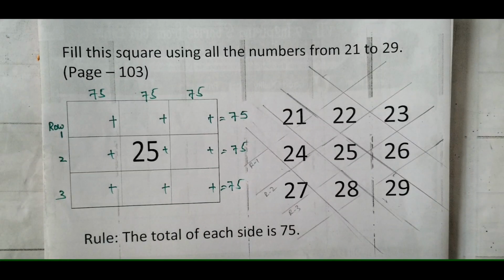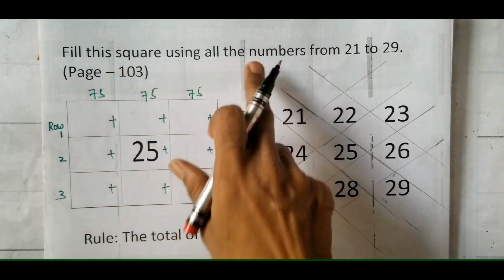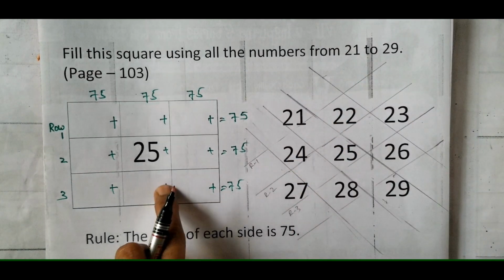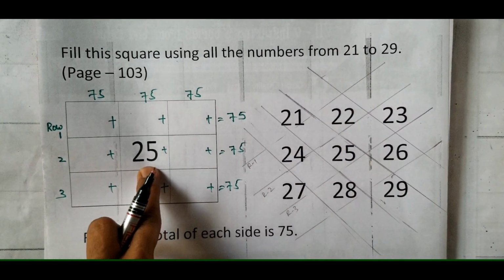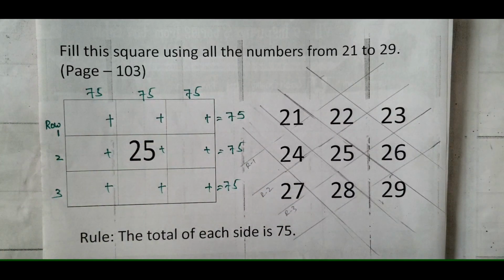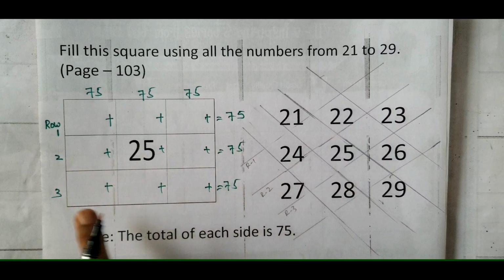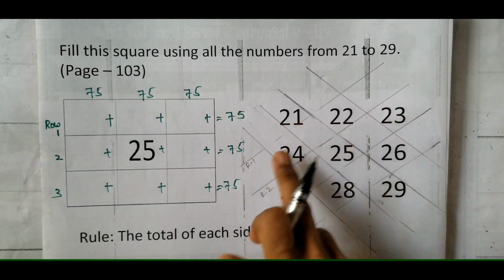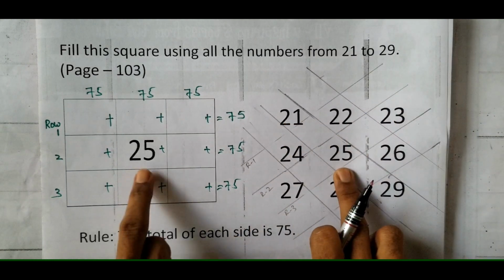There is one more question given on page number 103. Fill this square using all the numbers from 21 to 29. You can see a square here and number 25 is given to us. We need to fill all the blank spaces. The rule is the total of each side is 75. That is, when we add the numbers either horizontally or vertically, we should get total of 75. Now you can see I have written the numbers here with 25 in the middle.